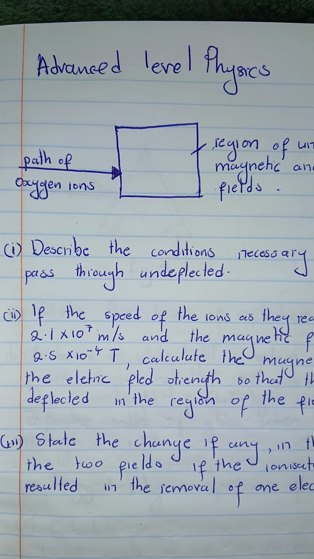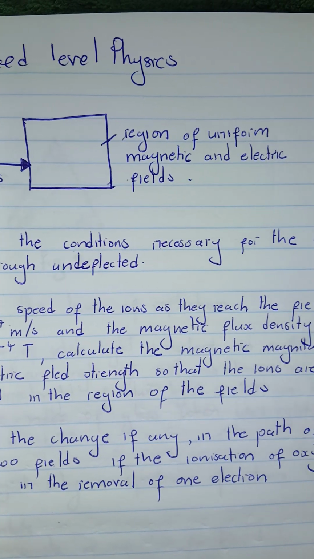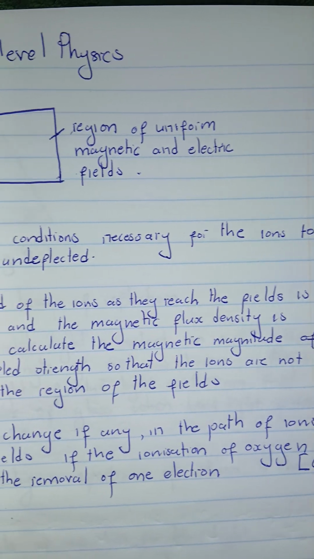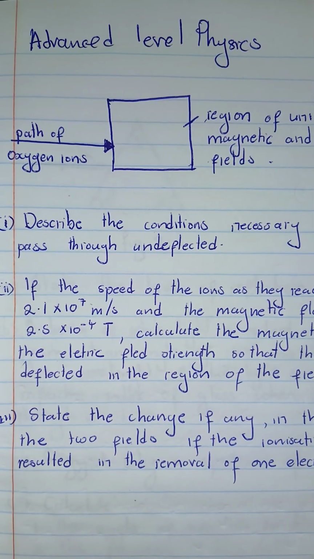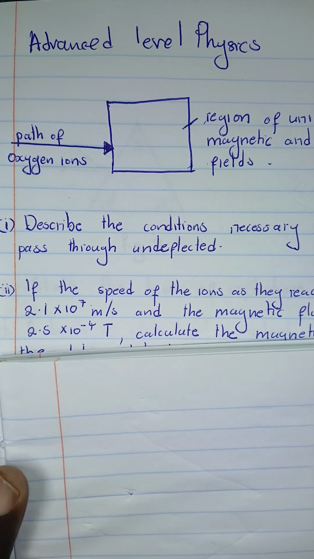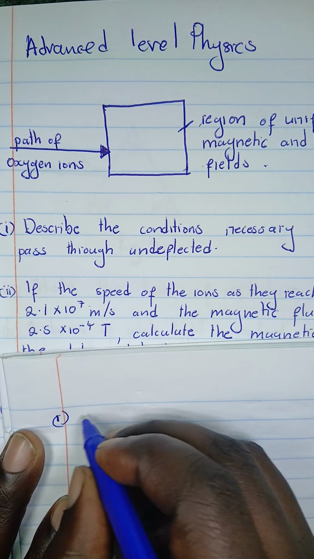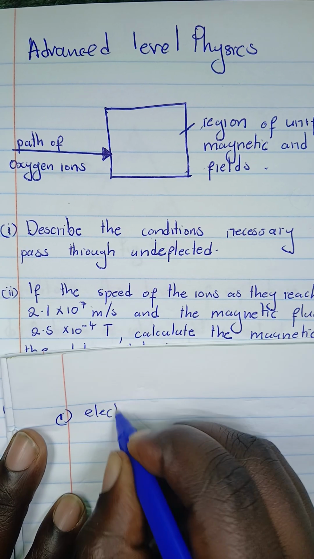Let's solve the following physics problem. Describe the conditions necessary for the ions to pass through undetected. So let's describe the conditions necessary for the ions to pass through undetected. So the first one is electric field.